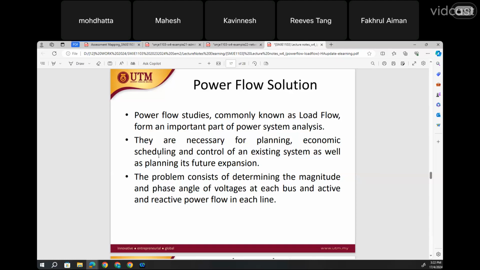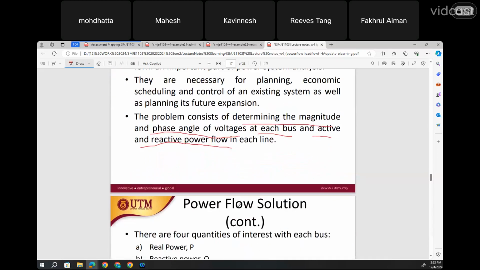All right. We know that power flow will be necessary in order to have an economic power network, for future planning, failure mitigation and so on. It's important. What we try to do in power flow is determine the magnitude and the phase angle of voltages at each bus. And from there, we can also predict the reactive power flow in each line. Okay. The idea is like this.